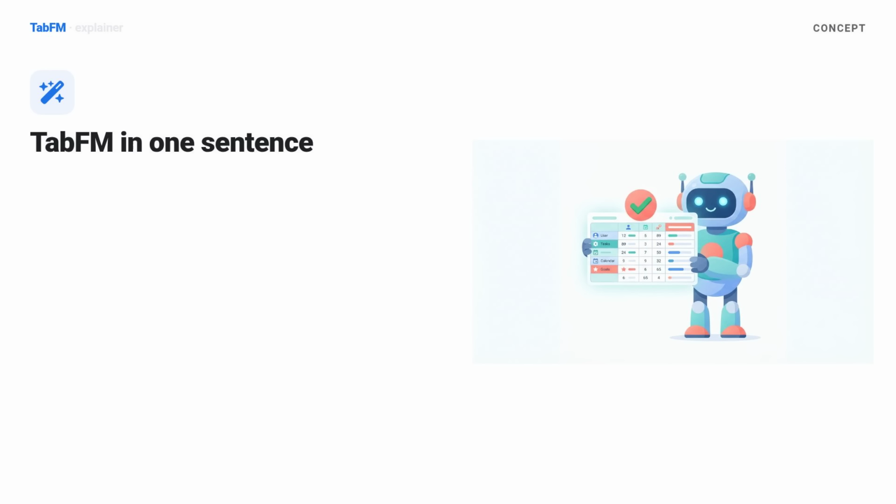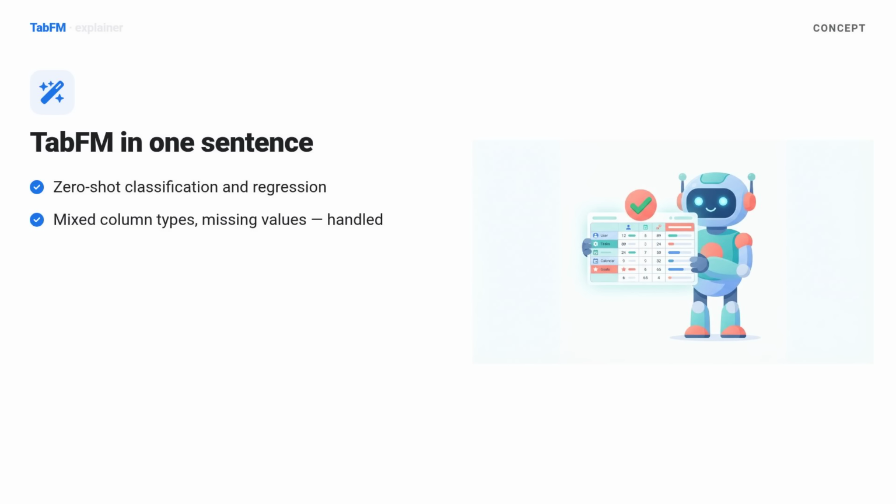In one sentence, TabFM is a scikit-learn compatible model that does zero-shot classification and regression on mixed type tables, missing values and all, without ever training on your dataset.